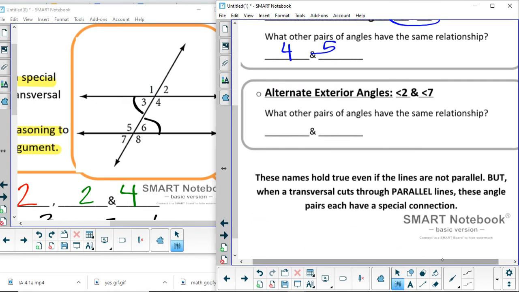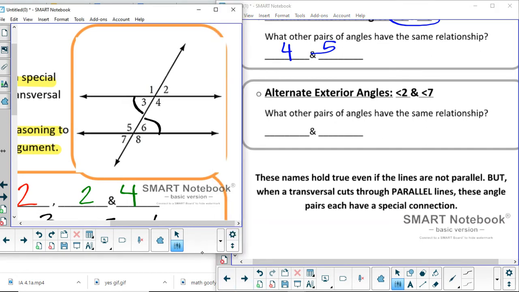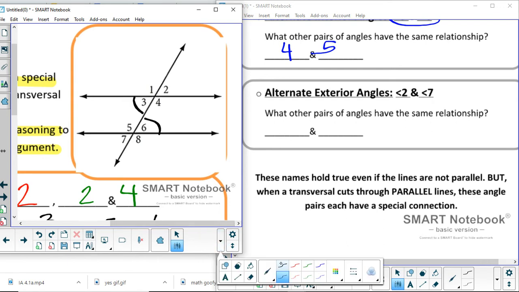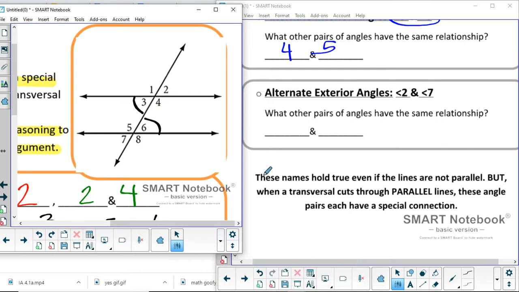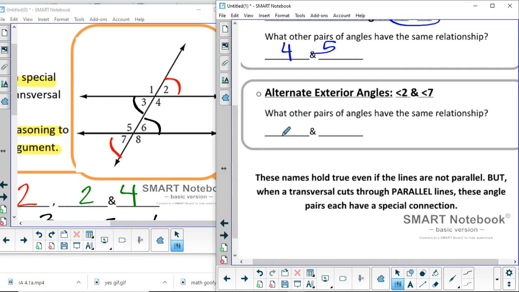Next up is alternate exterior angles. And exterior means that they're on the outside of those two lines. But again, alternate means they're on opposite sides of the transversal. So if I'm looking at 2 and 7, what would be another example of alternate exterior angles? 1 and 8.